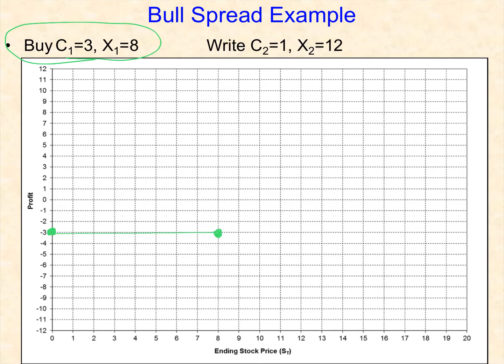Once the stock price rises above 8, we know that for each dollar the stock price rises, the option will gain $1 more in value. So we can use the 1-to-1 payoff rule and plot the second part of this option's value. So this is buy a call.